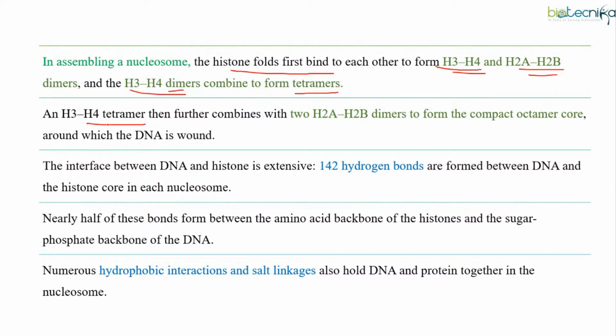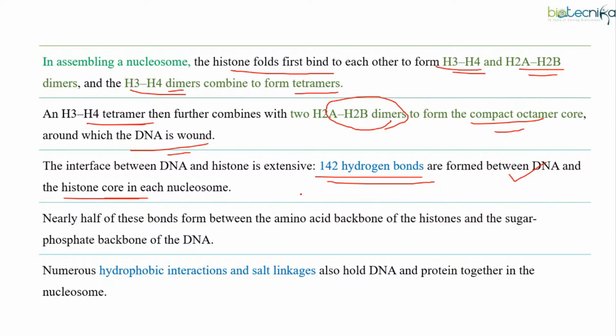Now this tetramer will be combining with two other dimers. They will form a compact octameric structure around which the DNA is bound. Now we have how the bonding takes place. Hydrogen bonding will be happening, that is around 142 bonds, between the DNA and the histone core.